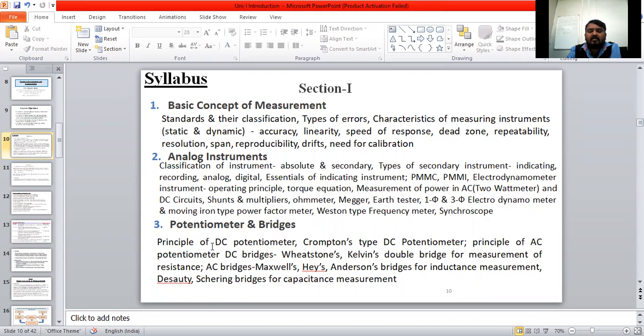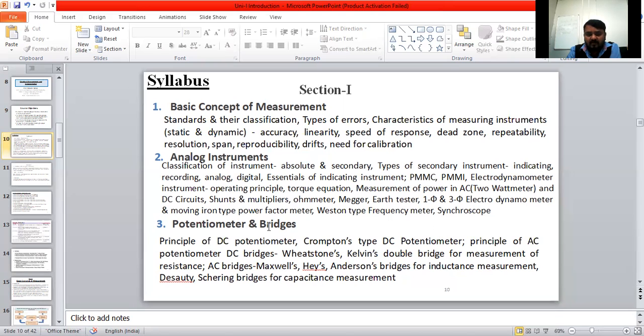The principle is what DC and AC parameters are there in electrical instruments. For that reason, DC potentiometers are different and AC potentiometers are different. First of all, the third unit has two parts: potentiometers and bridges. The potentiometers are divided into DC potentiometer and AC potentiometer, and bridges are also divided into two, DC bridges and AC bridges.